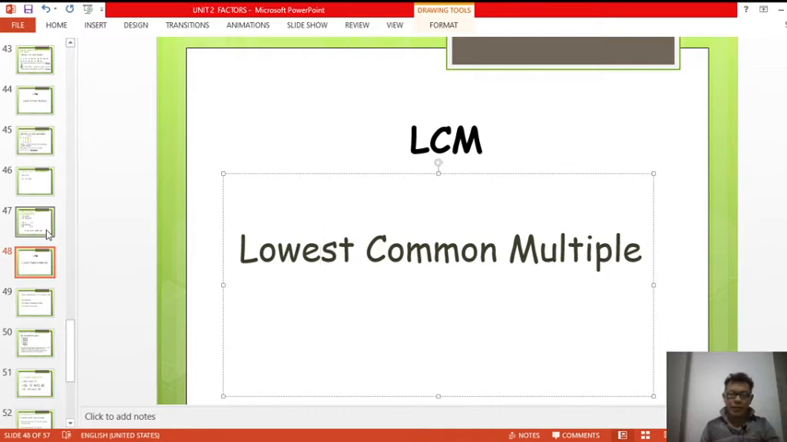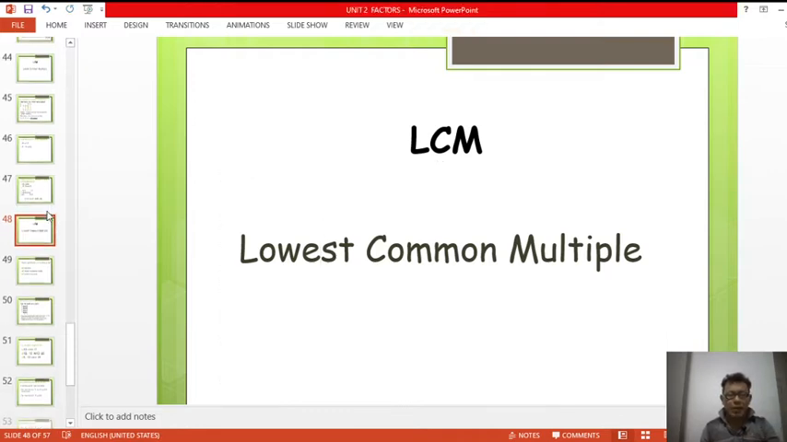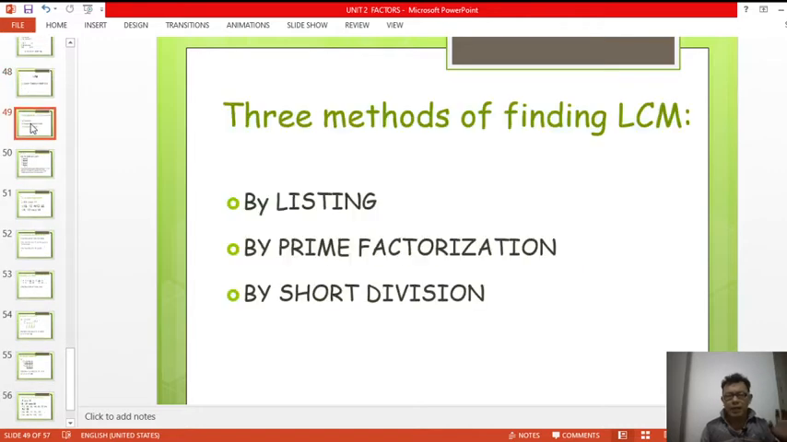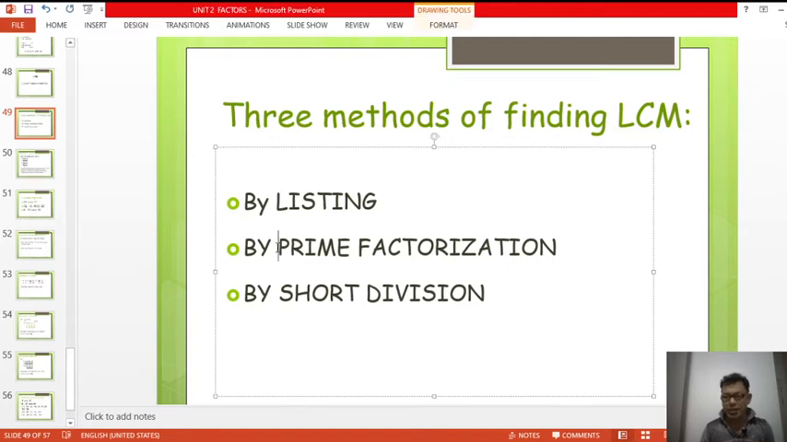So in our previous video, in finding lowest common multiple, we have three methods. We already learned method 1, which is listing, and method 2, which is prime factorization. And now today we are going to learn about short division, or other books they say division algorithm. So we're trying to learn how to find the LCM.